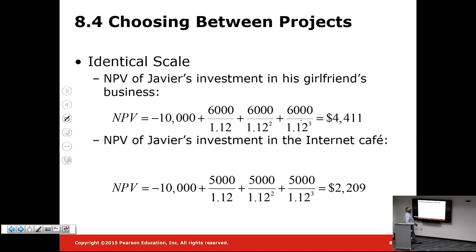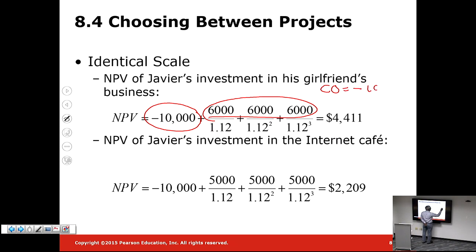So for example, we look at a project like this, which has an initial investment of $10,000, followed by $6,000 cash flow. I can put this in cash flow format: C0 negative 10,000, C01 6,000, F01 would be 3, and then I can calculate net present value. Net present value comes out to be 4,411. I is 12%.